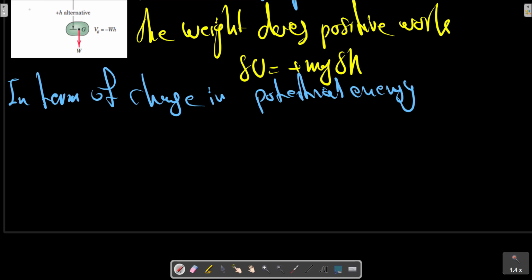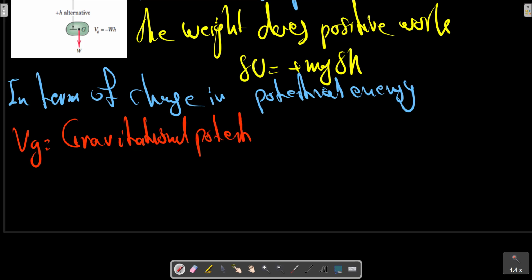we use this relation for the gravitational potential energy Vg. The gravitational potential energy of a body is defined as the work done on the body by a force equal and opposite to the weight in bringing the body to the position under consideration from some arbitrary datum plane where the potential energy is defined to be zero. Consider this picture for more description.